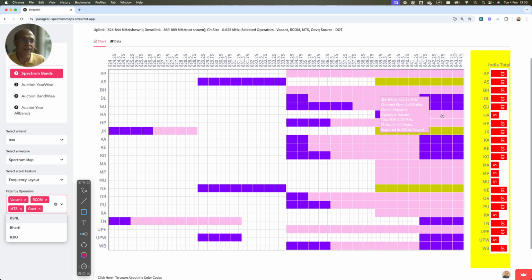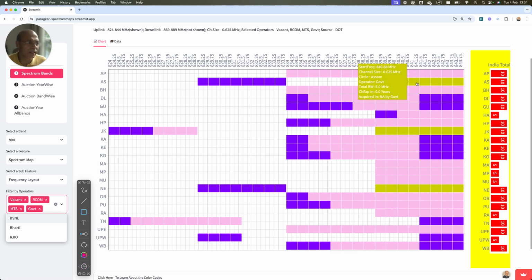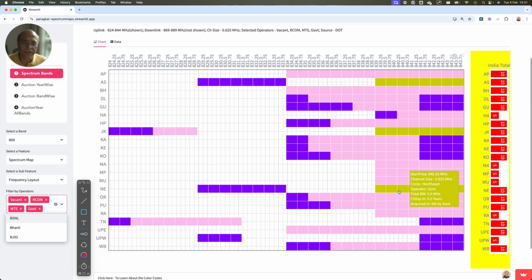Maybe the government part is used, but if you add the spectrum for RCOM, which is lying unused, the vacant which is lying unused, and the government spectrum, which is most likely defense, we have 5 megahertz in Assam, 5 megahertz in Jammu and Kashmir, 5 megahertz in the Northeast. Mind you, defense has spectrum in the 700 megahertz band as well as in this block of spectrum, right? So they have spectrum in both places. So leaving aside 1, 2, 3, 4, 5, 6, that is 6 out of 22 circles, you have 5 megahertz, and the rest of the circles have 10 megahertz. You can imagine how much spectrum is lying unused.